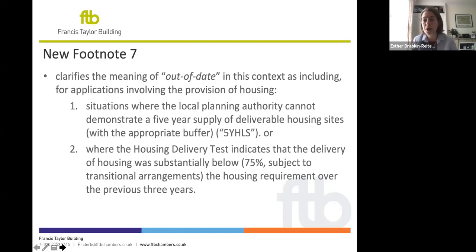So it's important to note here the word or, so that if one of these two triggers is satisfied, then the tilted balance applies. And also the wording of footnote 7 is inclusive. So there can be other triggers for out of date, and it's possible for the tilted balance to be triggered in applications for residential development, even where an LPA has a 5-year housing land supply and satisfies the housing delivery test.